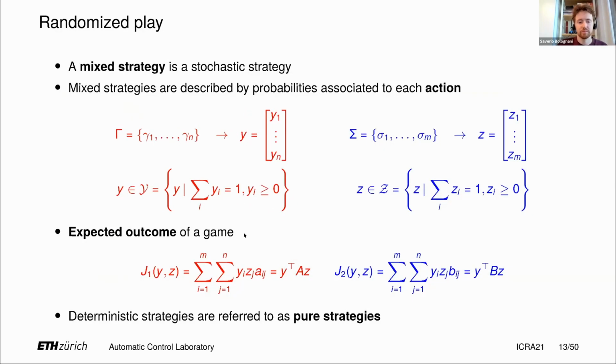Same for player 2. Now, with this in hand, what you can do is to define what's the expected outcome of a game, and the expected outcome is simply the weighted sum of the possible outcomes. Deterministic strategies are just a special case of this one, and we call them pure strategies if you want. And notice the definition: strategy is either pure or mixed. The actions are the n possible actions.